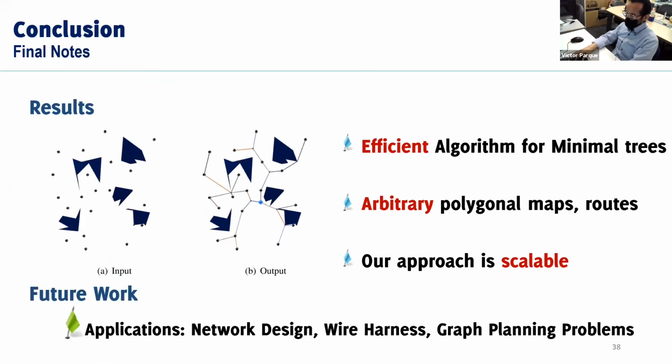In conclusion, we present our approach to compute minimal trees or Steiner trees as efficiently as possible. We consider any kind of arbitrary polygonal maps in the Euclidean domain. We argue that our approach is scalable. We want to work in the future on applications concerning the network design problem or the wire harness problem and all other problems related to graph design or graph planning in robotics applications.